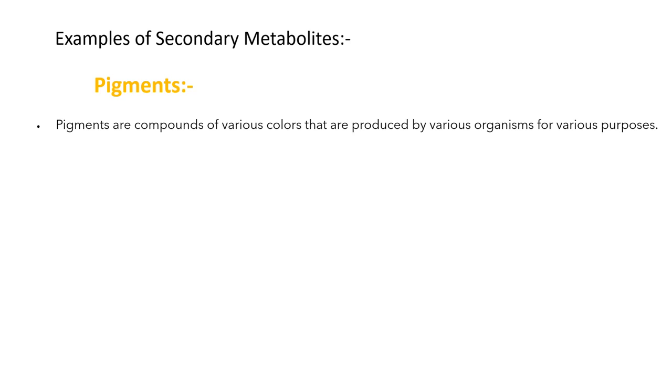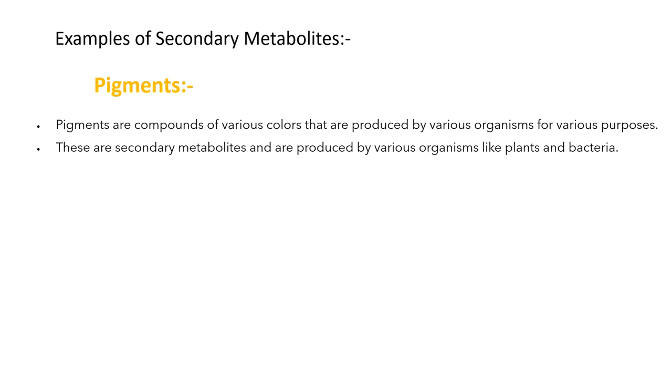So one is a pigment. Pigments are compounds of various colors that are produced by various organisms for various purposes. In plants, you can see flowers of various colors. In microorganisms, there are also different colors. So pigments are also essential secondary metabolites, and they are produced by various organisms like plants and bacteria.